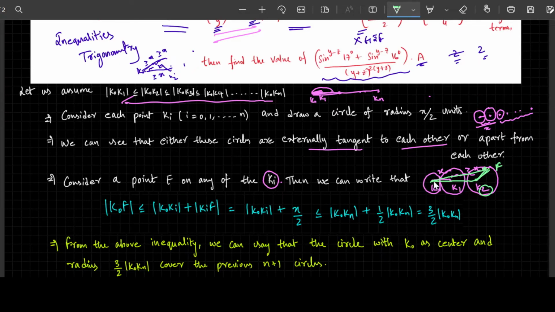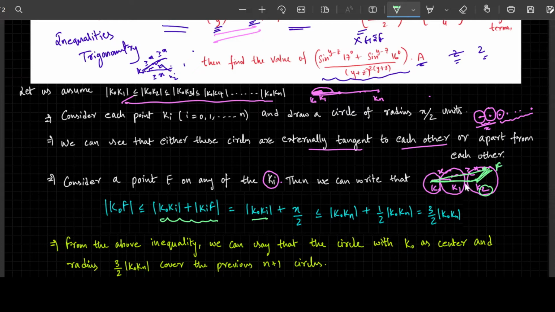As you can see, this is a triangle, and in a triangle, if I consider one side, then the sum of the other two sides will be greater than the length of the third side that we have chosen. So k naught f is less than or equal to k naught ki plus kif. Fine. This is the assumption. Now to maximize this expression, okay, let's move to that. Let's do that after. Now k naught ki plus what is kf? Kf is actually x by 2, isn't it?